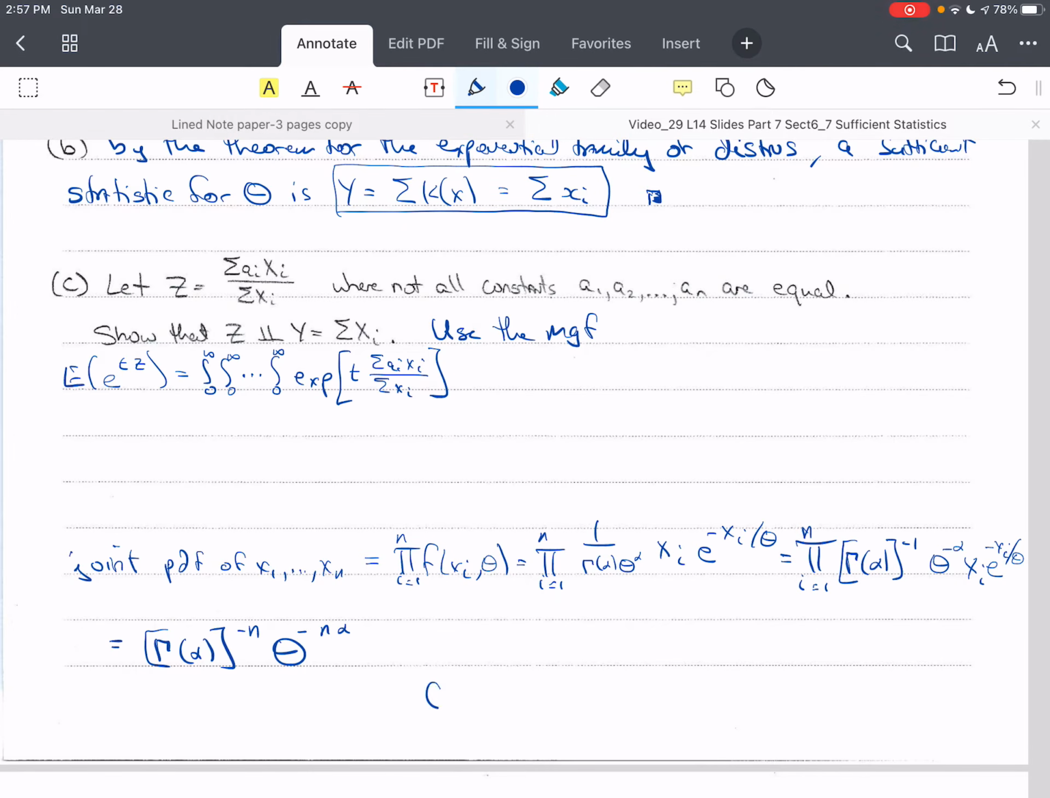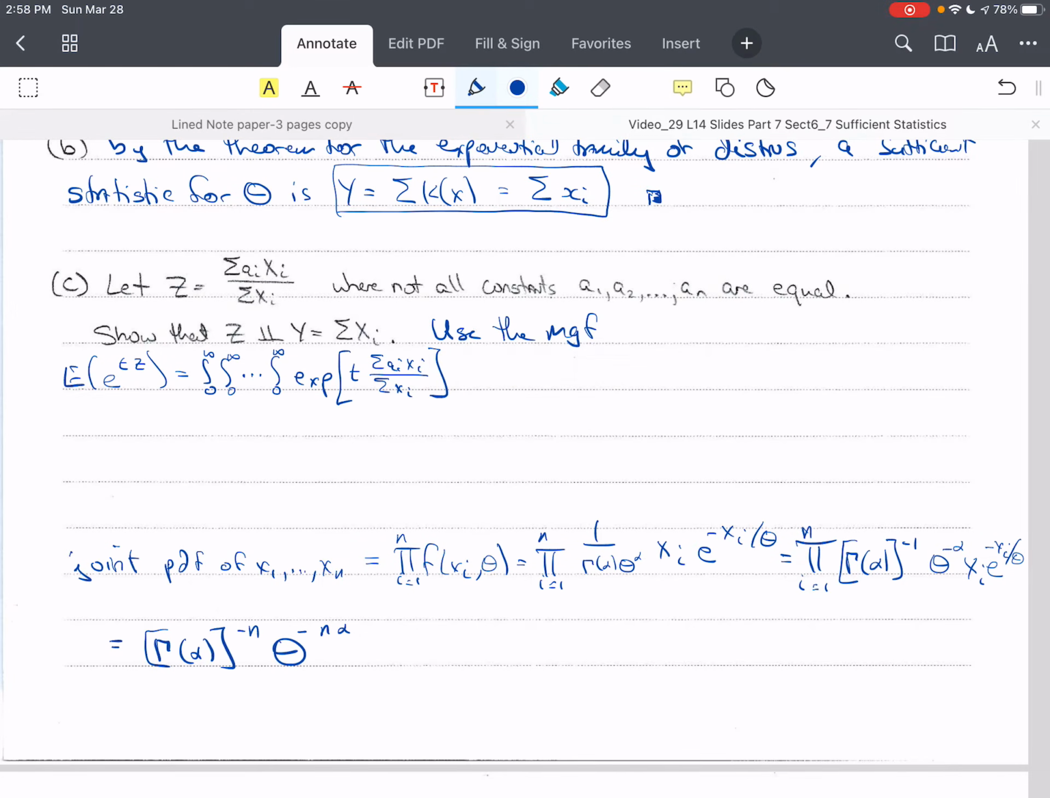Okay, because we have theta to the negative alpha times theta to the negative alpha, theta to the negative alpha. There's n of these, so it's going to be theta to the negative alpha plus alpha plus alpha. There's n of those, so it's going to be theta to the negative n times alpha. Okay, so this is stuff you'll have to know for the test. You'll have to be able to do this.